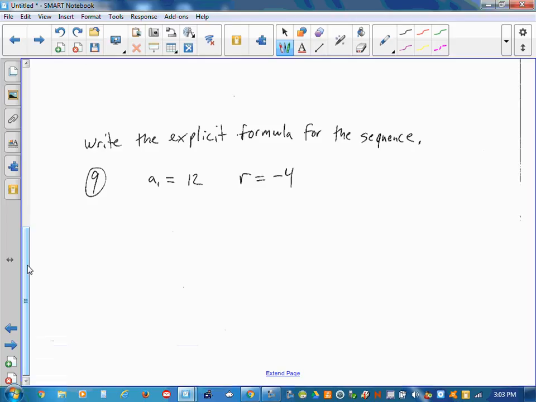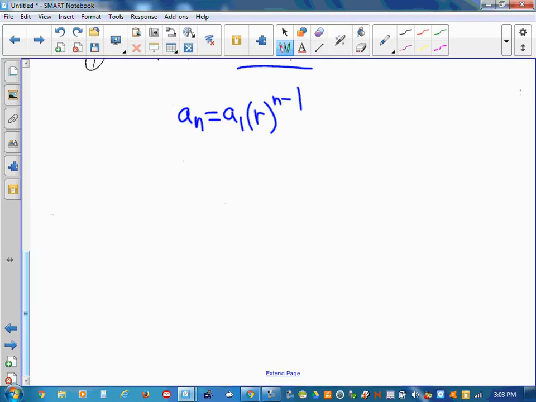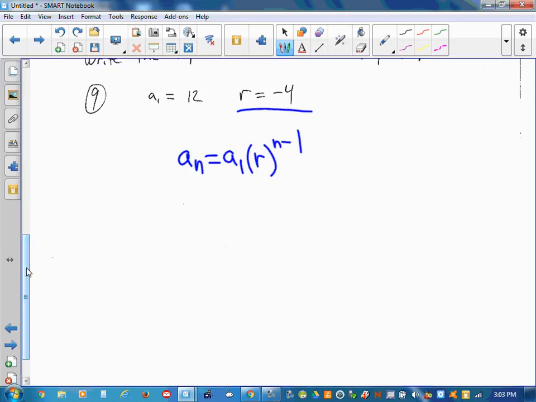Okay, write the explicit formula. Because of the r here, we know that it's geometric because that's the common ratio. So we have an is equal to a1 r to the n minus 1. Boom. That's the formula. Picking out the appropriate formula is the hardest part of this, isn't it? So we have an is equal to the first term 12, negative 4 to the n minus 1. And that's it. Just pick the formula out, put the r and the a in there.